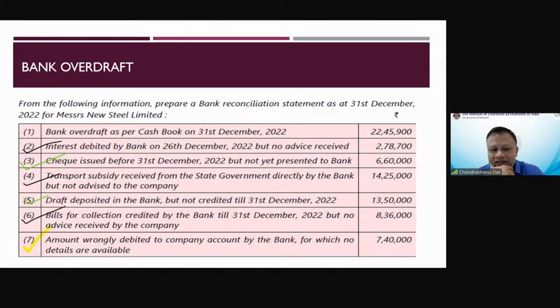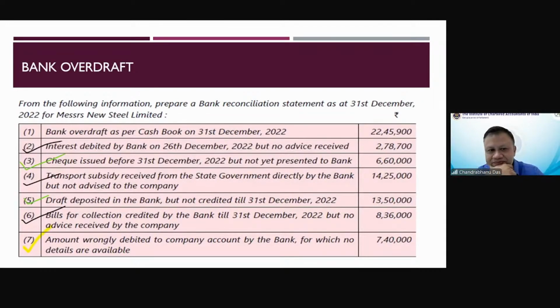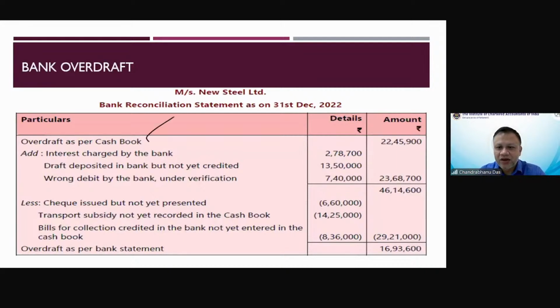Amount wrongly debited to the company's bank account by the bank for which no details are available. Now this is an error, and this error is committed by the bank. Now we have a bank overdraft, and we are asked to prepare a bank reconciliation statement, which means we have to arrive at the passbook. Now, what is the overdraft as per passbook? 22 lakhs.